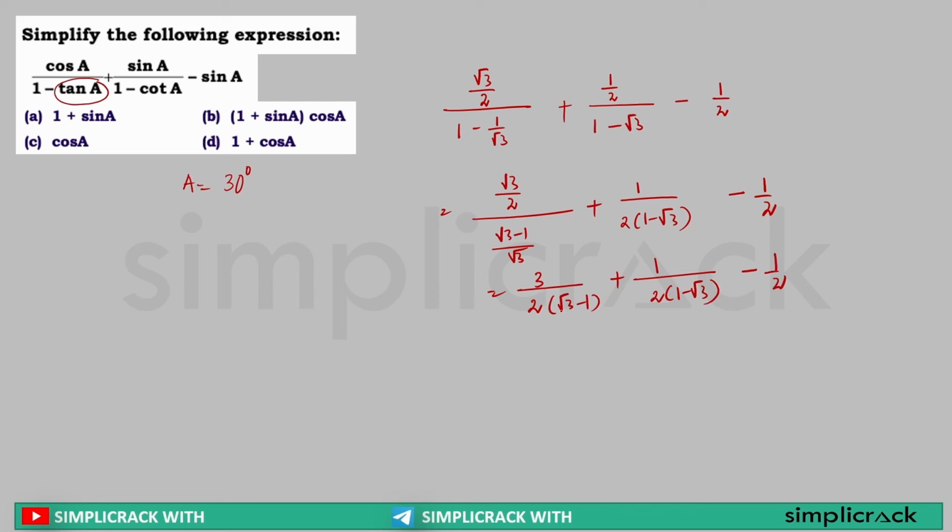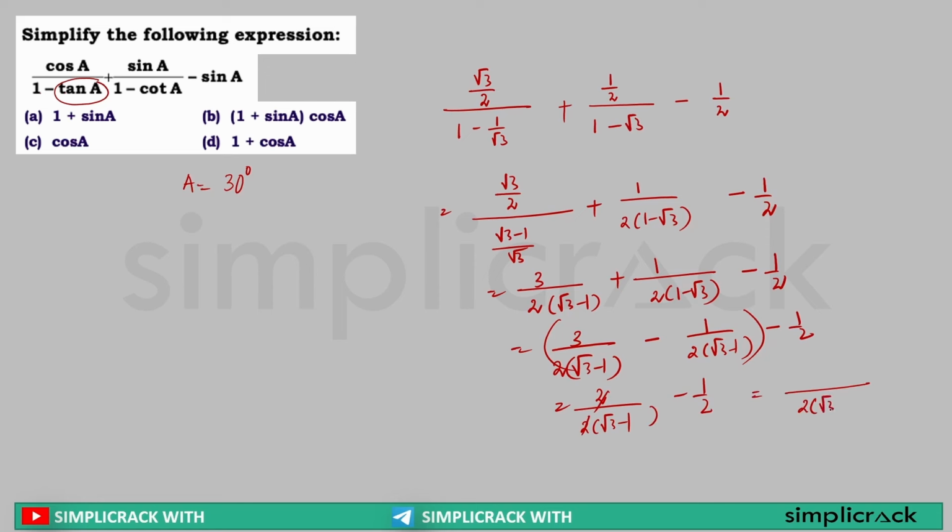This thing I can make equal by taking minus out. So this can be written as 3 by 2 into root 3 minus 1, minus 1 by 2 into root 3 minus 1, minus 1 by 2. If I solve it, I will get 3 minus 1, that is 2 by 2 into root 3 minus 1, minus 1 by 2. 2 crossed out. So here it will be 2 into root 3 minus 1 into 2, minus root 3 minus 1 is equal to plus 1. So on the upper part it is 3 minus root 3. On the lower part it is 2 root 3 minus 1.